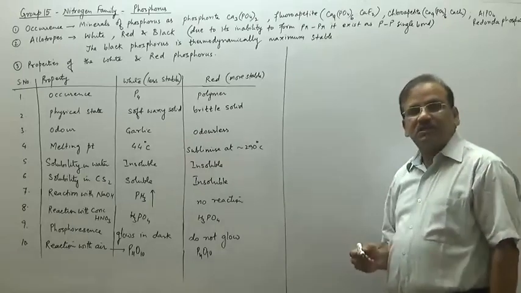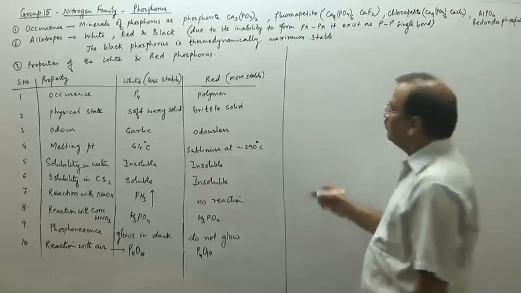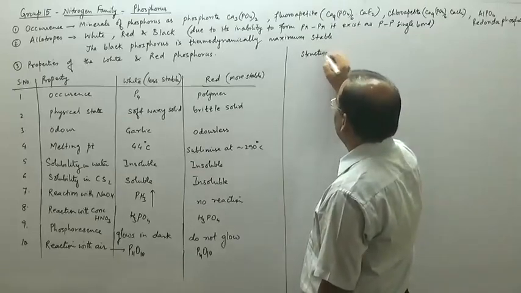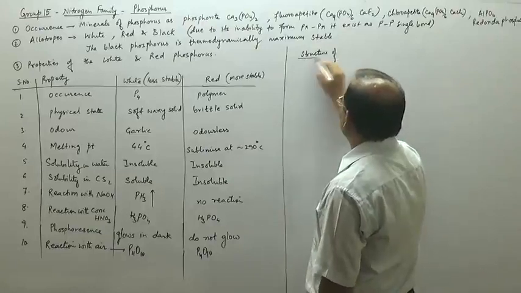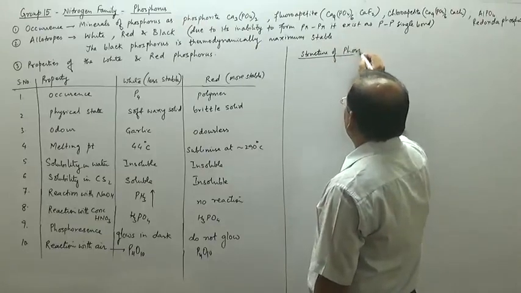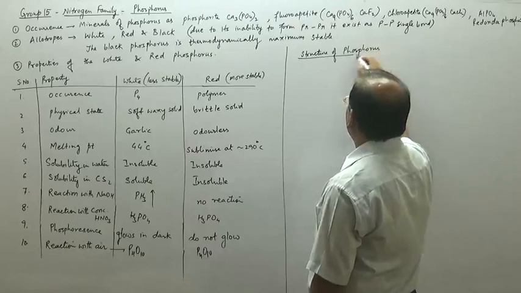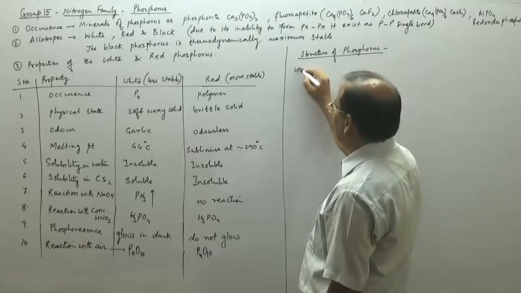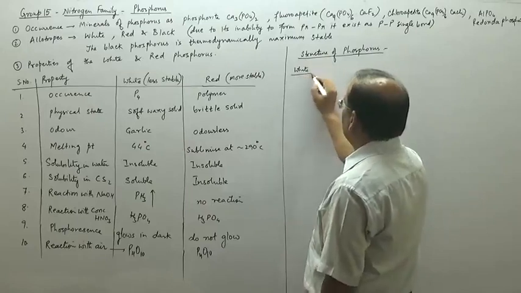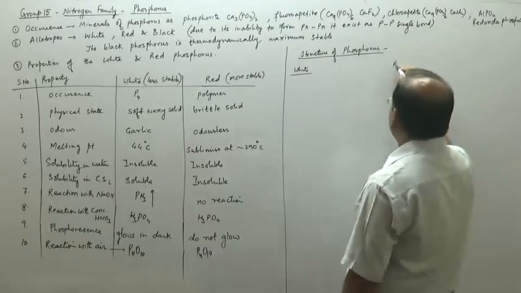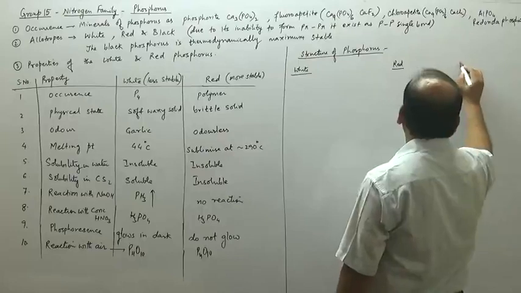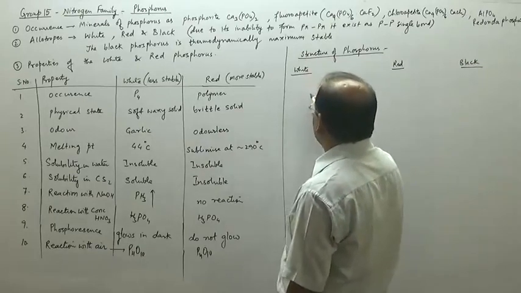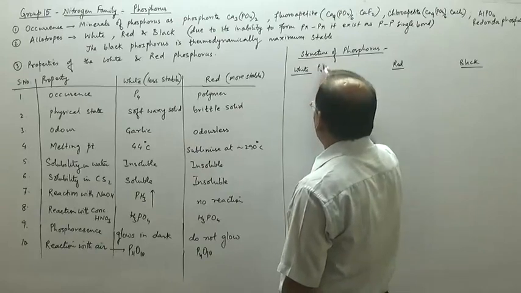Now, if you write the structure of phosphorus, we can write the structures of the white phosphorus, the red phosphorus, and the black phosphorus. So these are the structures I can write. The structure of white phosphorus is like this. It exists as a P4 molecule.